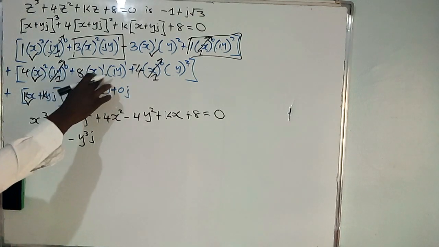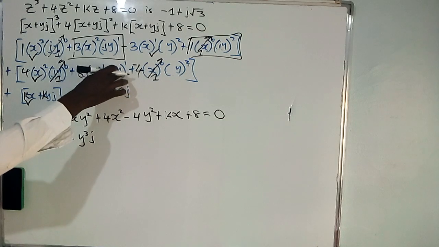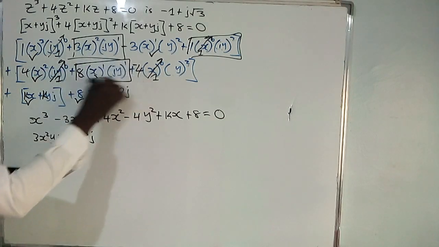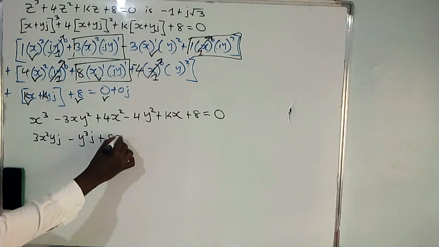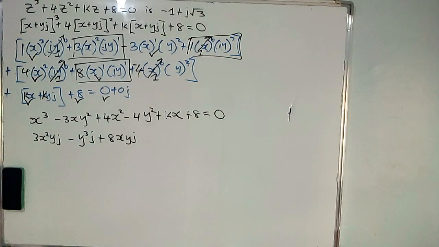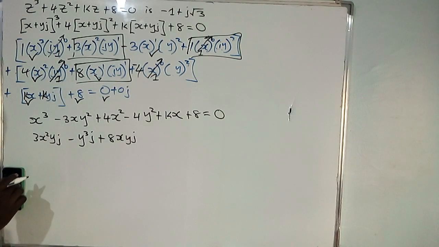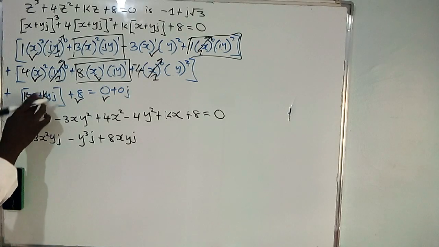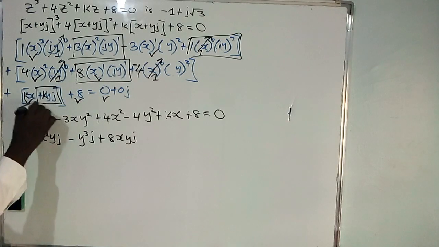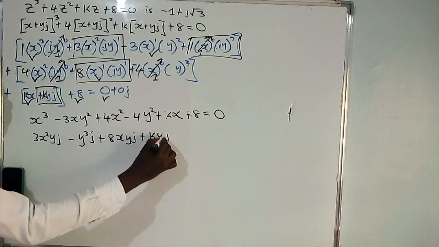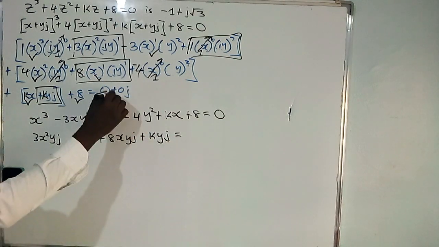8 x raised to power 1, j raised to power 1. So it means we are going to have plus 8x yj, isn't it? You are done with that? So we've collected everything in the second bracket, isn't it? Move to the next one. We have plus kyj, isn't it? You've collected that. Then all of that is equal to 0j.